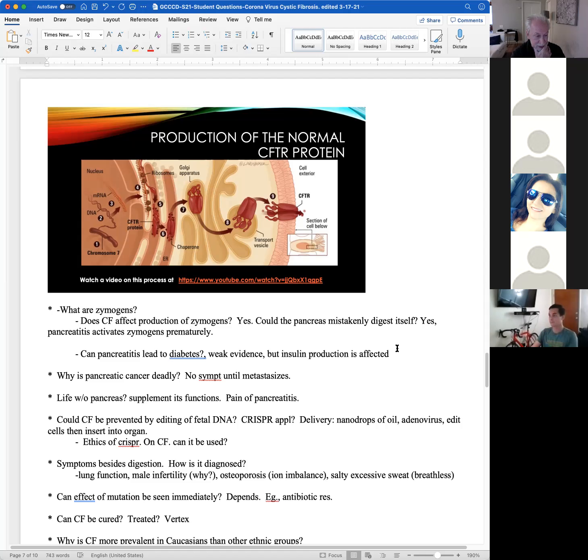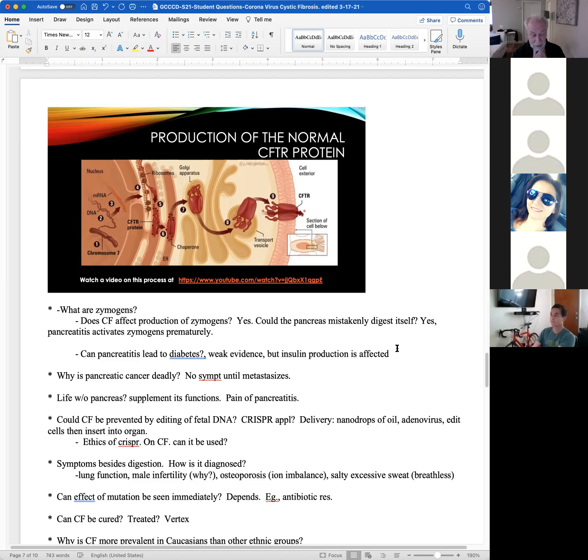Some people asked about what are the symptoms. We talked about in detail symptoms of cystic fibrosis in the digestive system. But what other kinds of symptoms are there? Well, the lung is the other major organ that is affected. And so cystic fibrosis causes severe respiratory problems, breathing problems, and it causes male infertility.